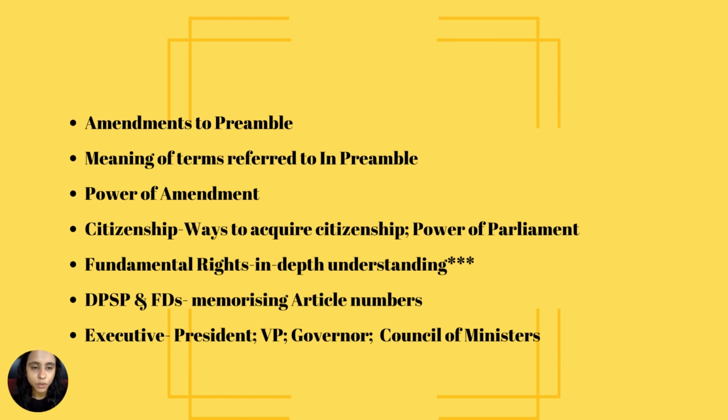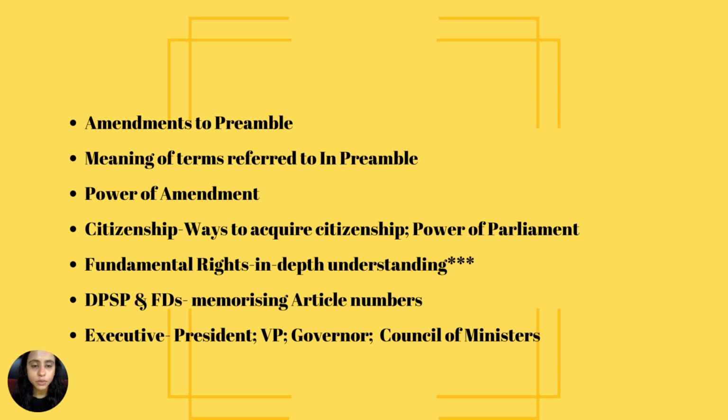We have preamble, जिसमें से आपको amendments के बारे में पता होना चाहिए, जो preamble में terms used हैं उनके meanings पता होने चाहिए. Power of amendment under Article 368 you should be aware of. Citizenship उतना डिटेल में नहीं, बट हाँ, ways to acquire citizenship, कितने टाइप की citizenship होती है और पार्लियामेंट की क्या पावर है with respect to regulating citizenship. Then of course the most important part is fundamental rights, जिसकी आपको in depth understanding होनी चाहिए.